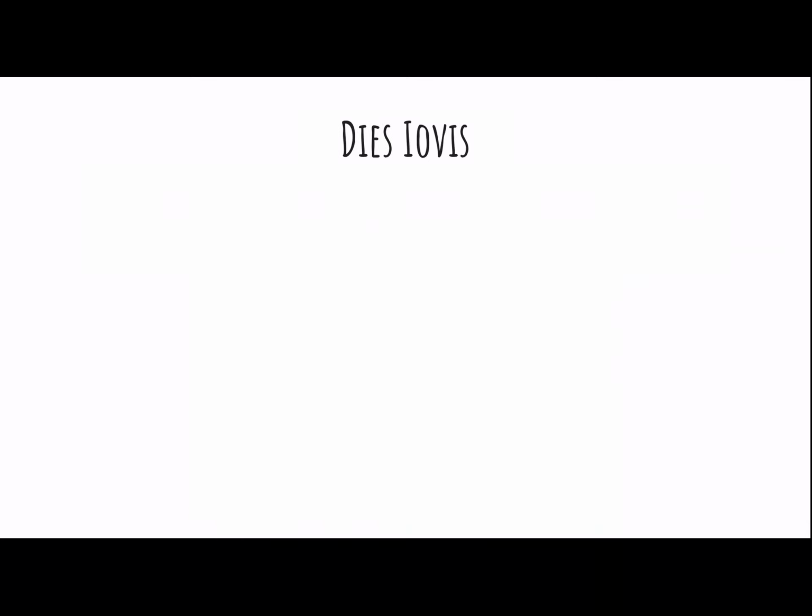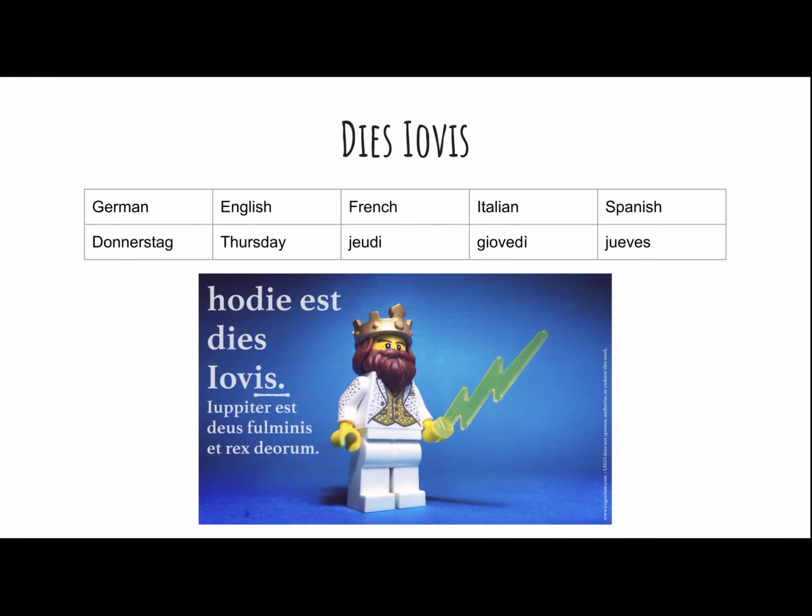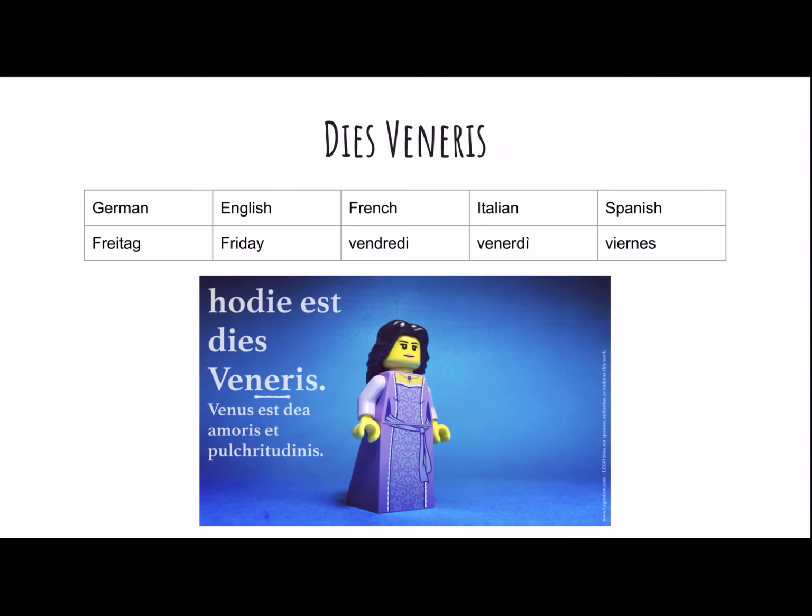Dies Iovis, the day of Jupiter, or Thursday. Hodie est dies Iovis, Jupiter est deus fulminis et rex deorum. Dies Veneris, the day of Venus, or Friday. Hodie est dies Veneris, Venus est dea amoris et pulchritudinis.